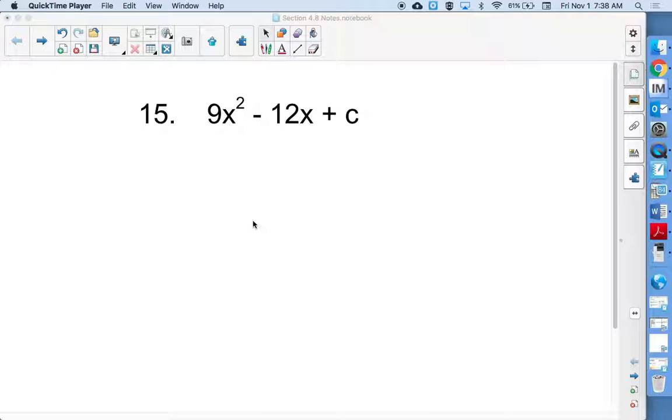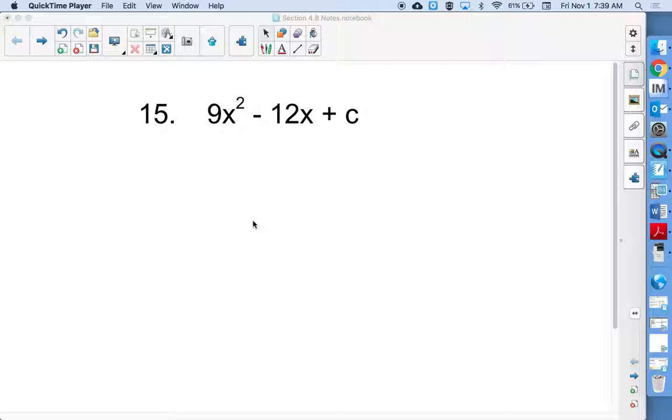The directions for the group with 15 wanted you to find the C value that makes the expression a perfect square trinomial. And then it says write the expression as a square of a binomial, which means we're trying to factor it into that quantity squared. Number 15 is different from the previous two problems because it has a 9 in front. So we have this 9x squared minus 12x and then plus c.